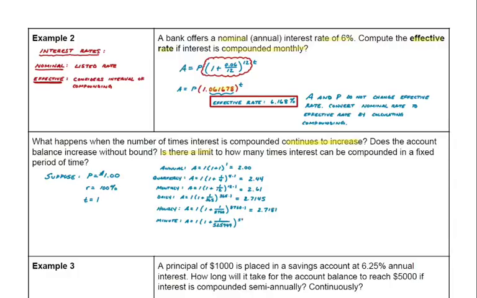There are 525,949 minutes in a year. So if I set up my compound interest formula for every minute of every day of every year, I get 2.71829. Now, hopefully, if we're paying attention earlier in this chapter, that number should start to look pretty familiar. So 2.71829 looks a lot like E.